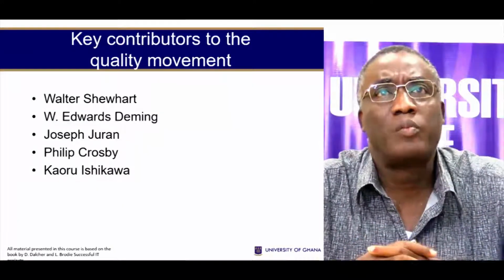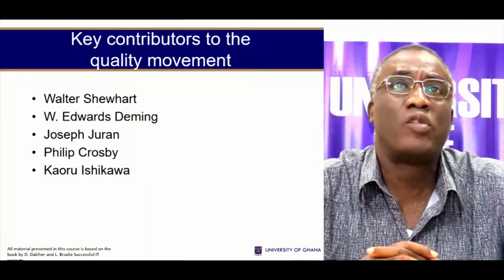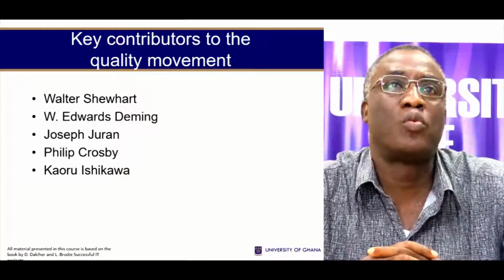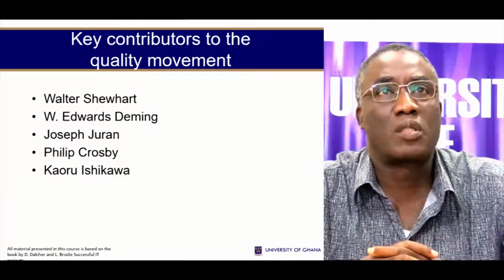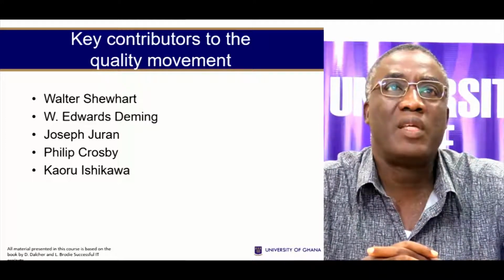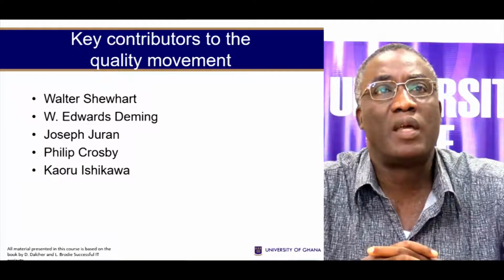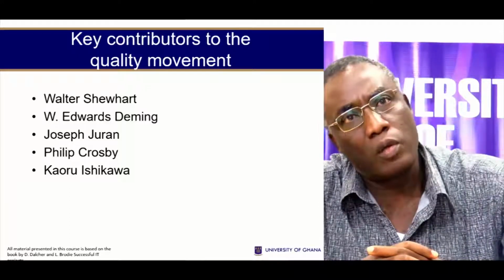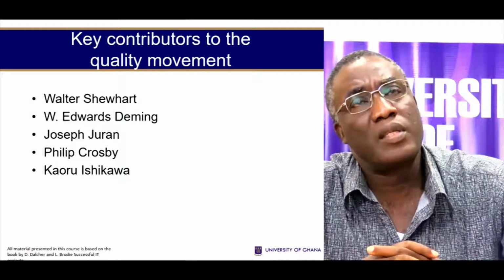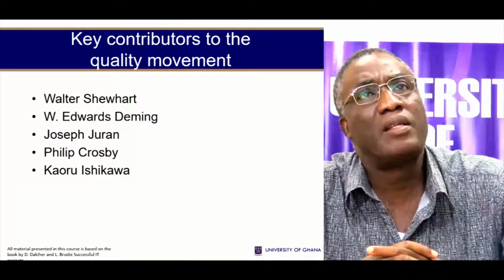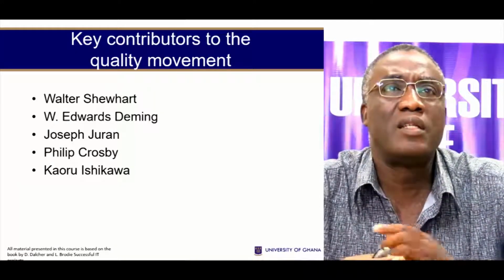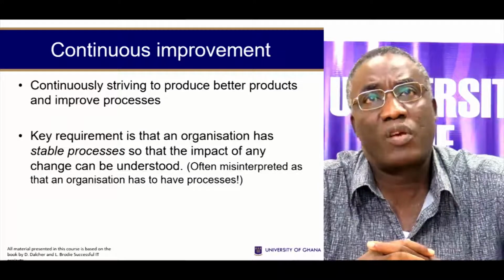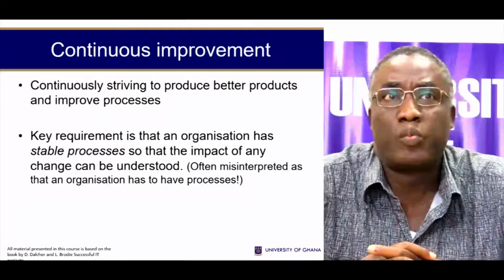There are a number of important people or key people who contributed to the quality movement, and it's important to find out about these people. This includes Walter Shewhart, Edward Deming, Joseph Juran, Philip Crosby, and Kaoru Ishikawa. The question you should ask yourselves when you read up on these people is, what has been the contribution of each of these individuals? Continuous improvement tries to continuously strive to produce better products and improve the processes.